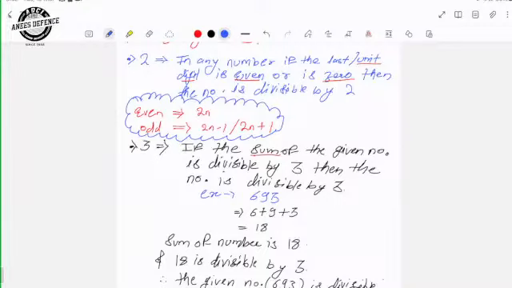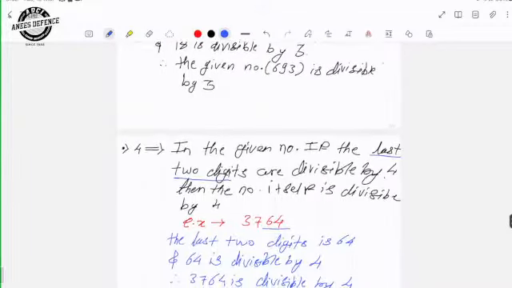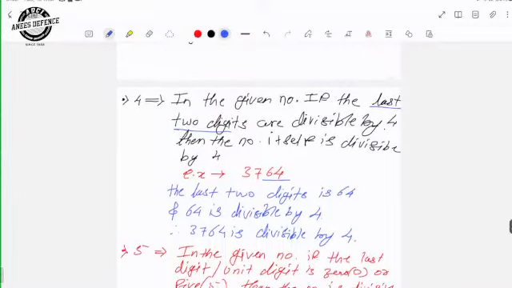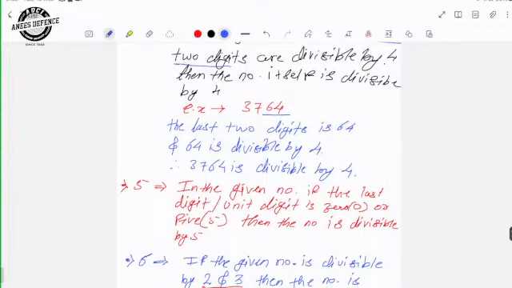Coming to the next number, 3. What is the concept in 3? If the sum of all digits of the given number is divisible by 3, then your number is divisible by 3. Okay, the next, for 4: if the last two digits are divisible by 4, then the number is divisible by 4. Then for a 5, unit digit must be 0 or 5, then your number is divisible by 5.